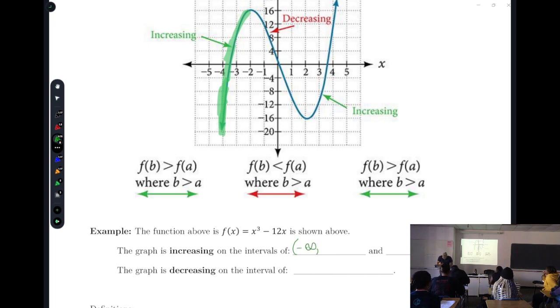Cool, comma, -2. We didn't look at y because interval is the x. We're looking at the x boundaries on the interval.